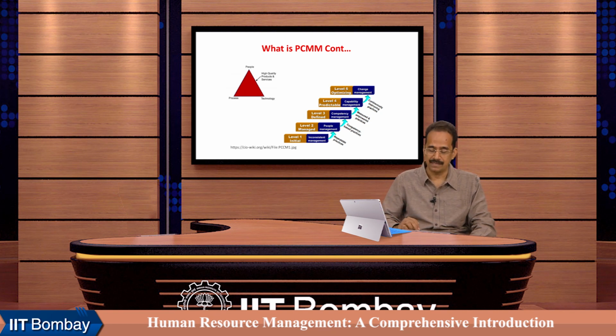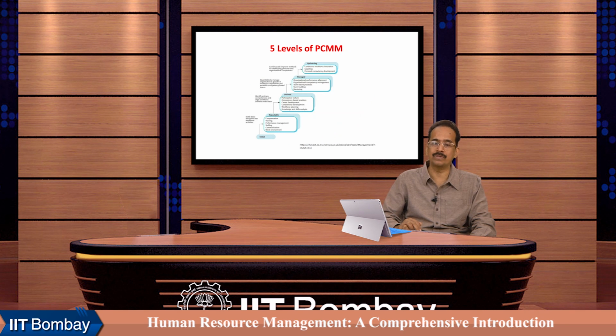The second level is related to repeatable practices, meaning from the inconsistency the organization reaches some level of consistency in its processes and systems. So, from level 1 to level 2, what are the processes we have to look at?